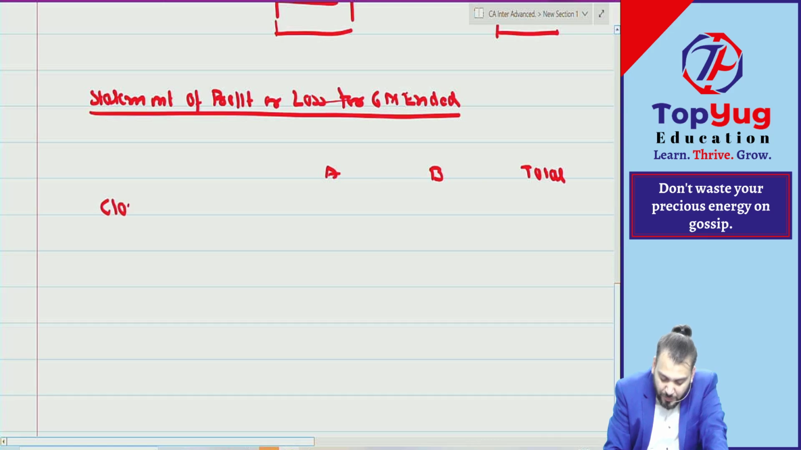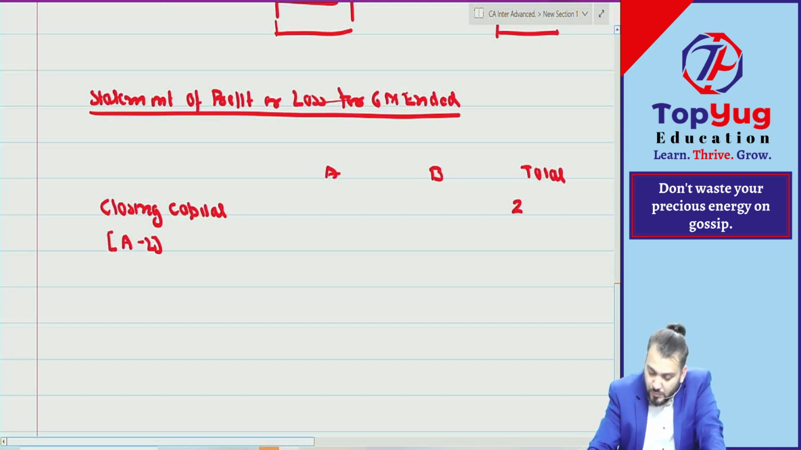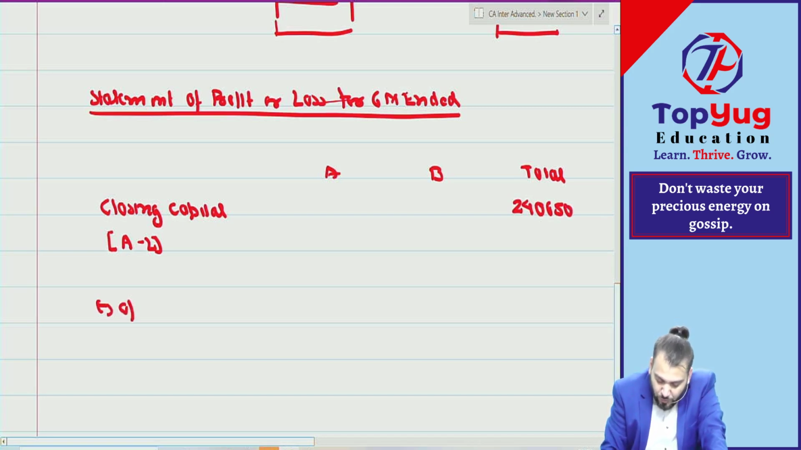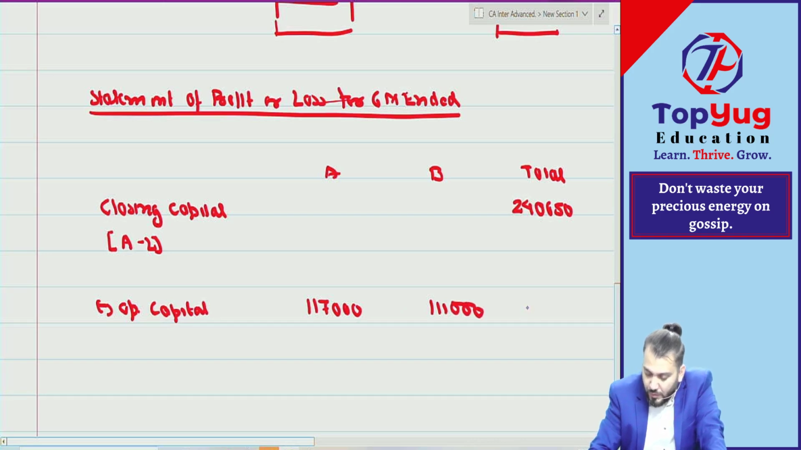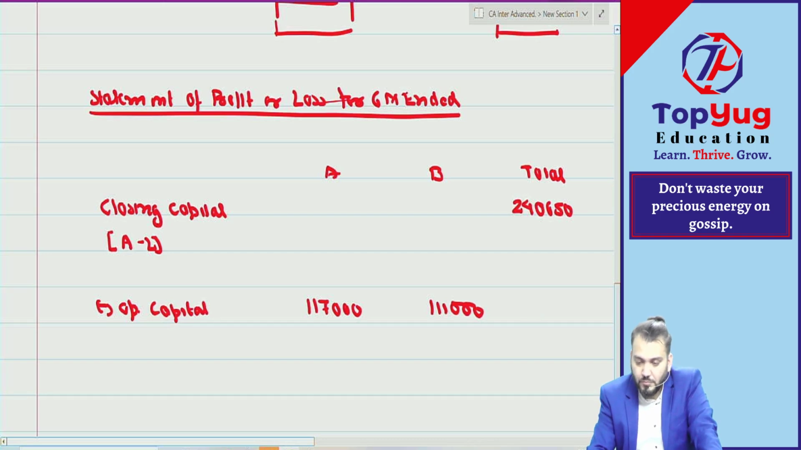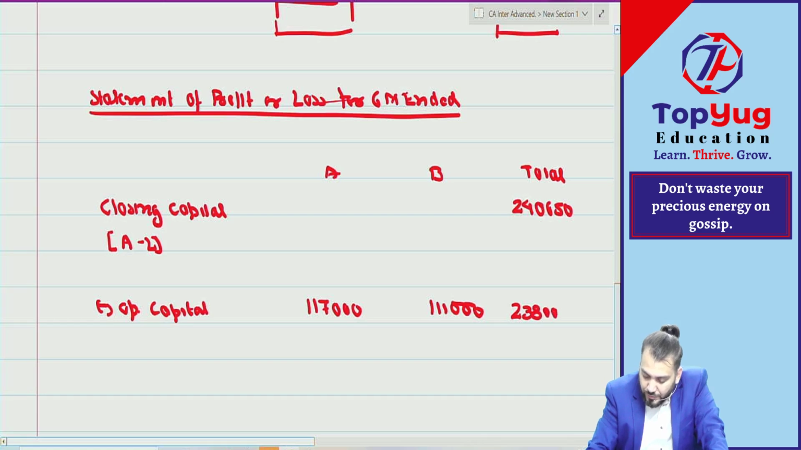First, can you give me closing capital? Closing capital means what? All assets minus all liabilities. Can you give me? 2,40,650. From this we'll do minus what? Opening capital. That is how much? 1,17,000 and 1,11,000. Total 2,38,000.